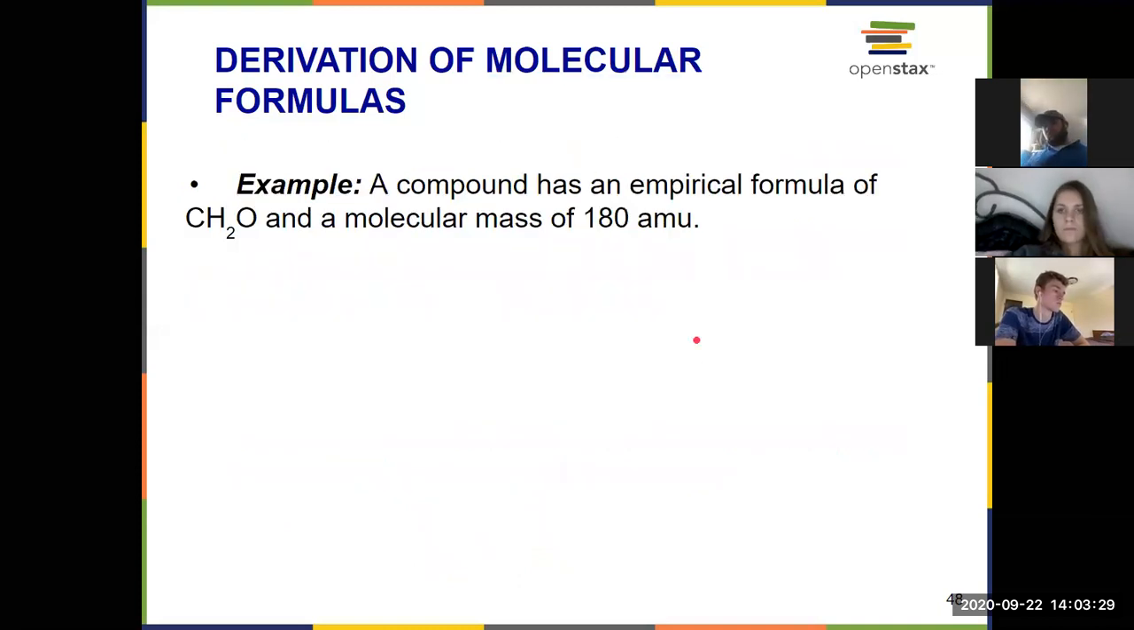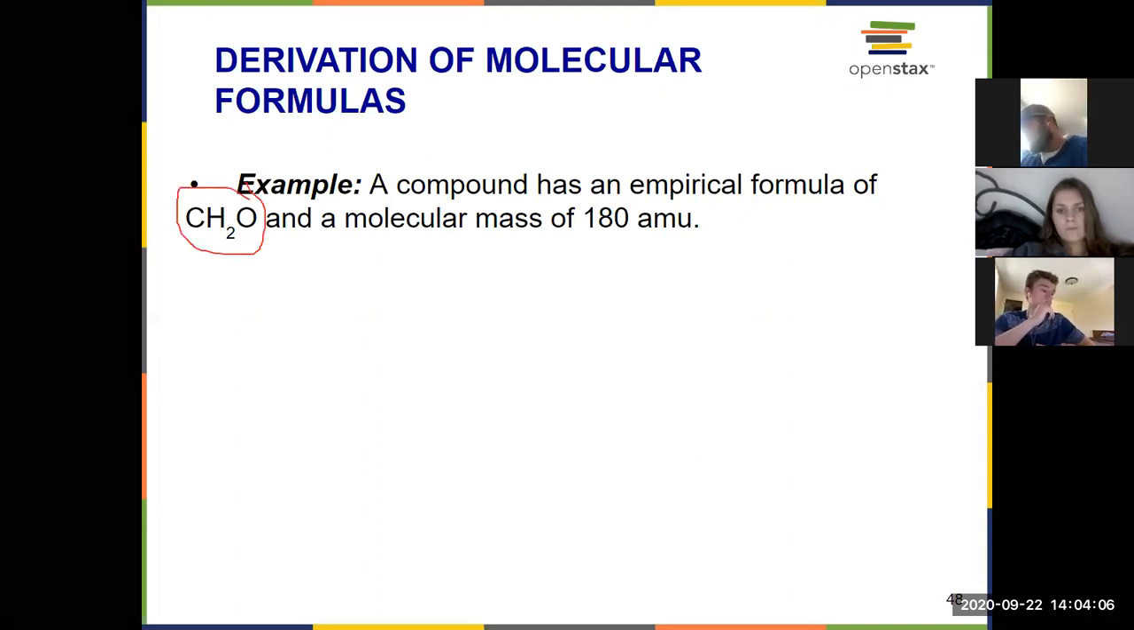So for this example, we're told a compound has an empirical formula of CH2O, which is actually the empirical formula of any carbohydrate that exists in the human body. That's where the name comes from, your chemistry fun fact of the day. CH2O, carbon and water, carbon hydrate, carbohydrate. That's the empirical formula. And we're given the molecular mass of 180 atomic mass units. So what I have to do is figure out, for this CH2O, what is the empirical mass?